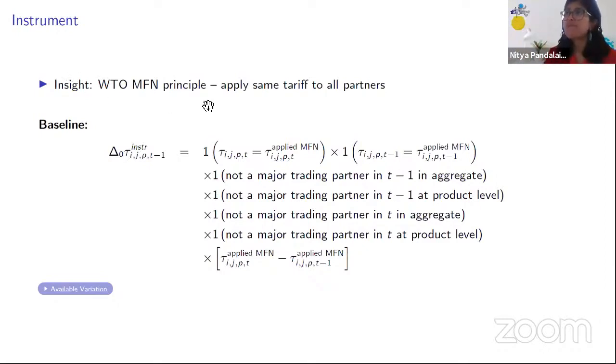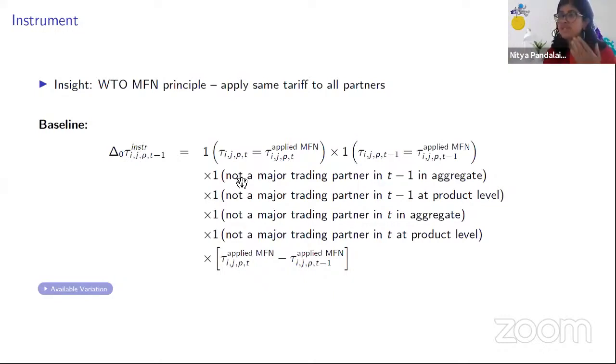And this is based on the WTO MFN principle, which means that countries, when they apply an MFN tariff, they apply that same MFN tariff to all trade partners with whom they trade on MFN terms. And so essentially, our instrument is going to select initial tariff changes where the tariff change is an MFN tariff change between periods T-1 and T, and it's going to affect trade partners that are bound by MFN tariffs in both periods, and in the baseline are plausibly not trade partners that influence that MFN tariff change. By this, we mean we're going to exclude the top 10 trade partners of a country, either in terms of aggregate or product level trade flows, and we can vary this.